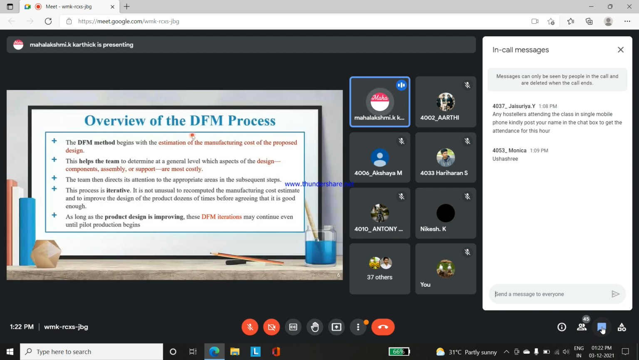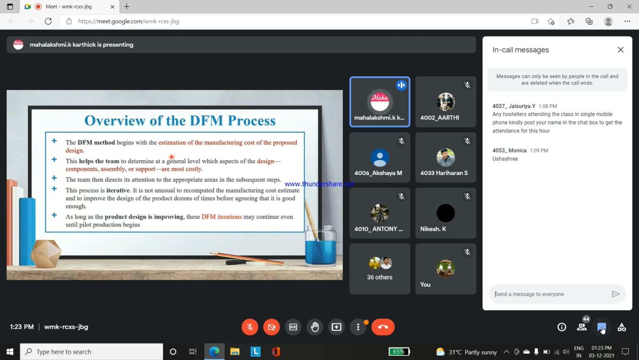As I have already discussed, the overview of the DFM process. The design for manufacturing method begins with estimation of manufacturing cost. First you have to address the manufacturing cost of any proposed design. For any product, estimate the manufacturing cost. This will only help the team. When you are estimating the manufacturing cost, you will come to know what the direct material costs are for building a product, what the direct labor costs are, and what the manufacturing overhead costs are. On the basis of those details, the team members will find out in which part of these factors we have put more cost.